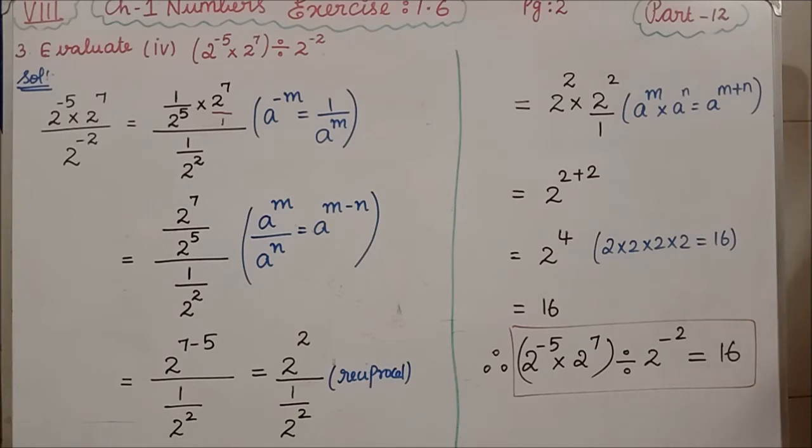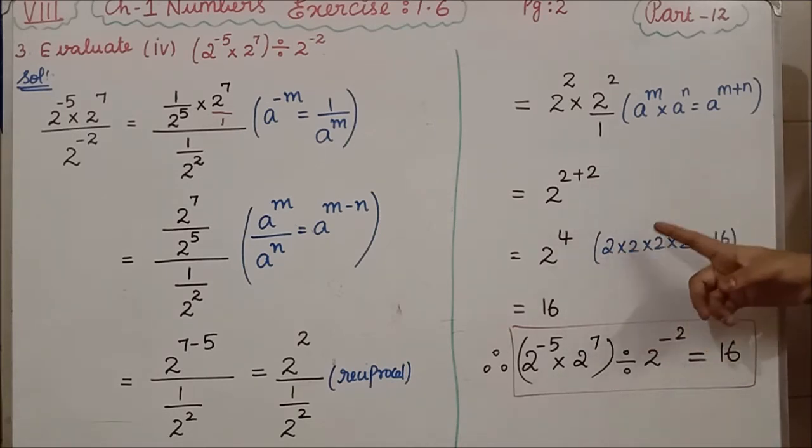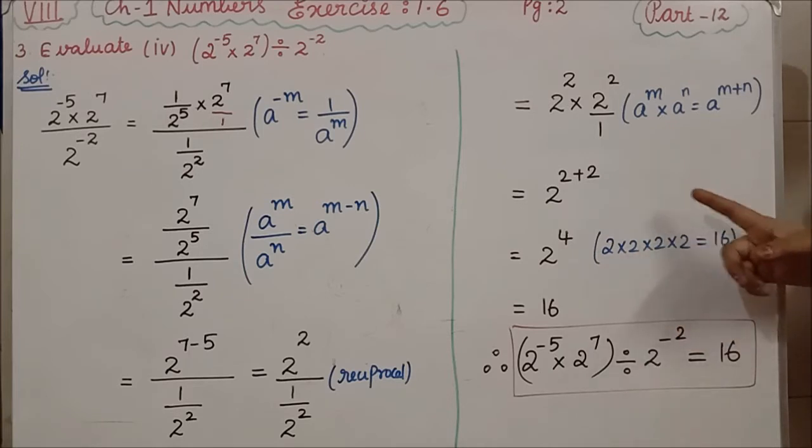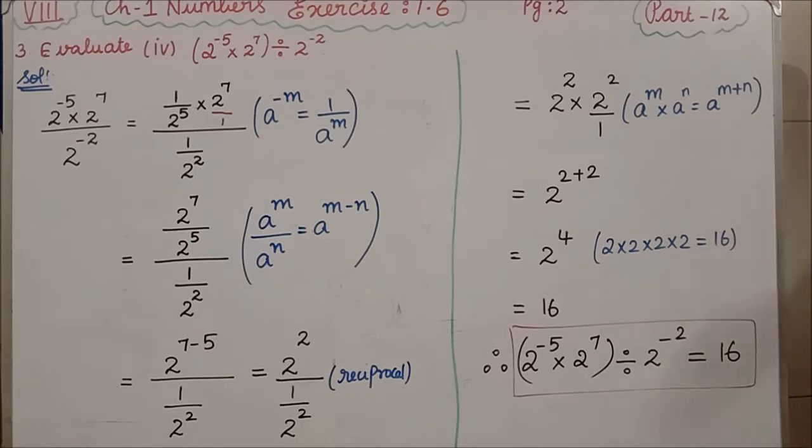2 power 4 means what? 4 times you have to multiply the 2. 2 into 2 into 2 into 2. 2 2s are 4, 4 2s are 8, 8 2s are 16. So 2 power 4 answer is 16.